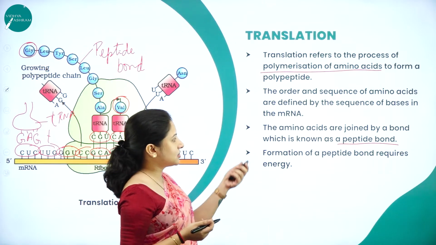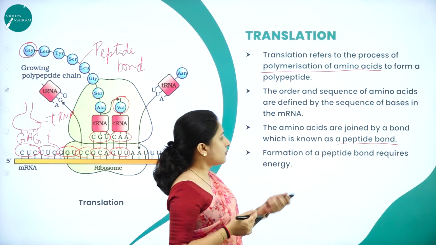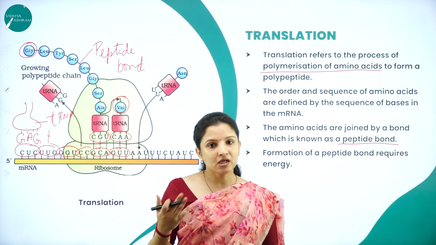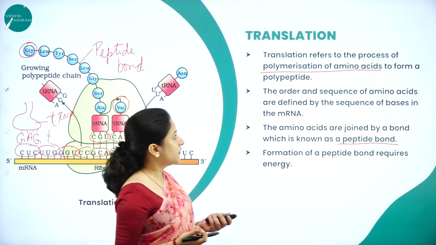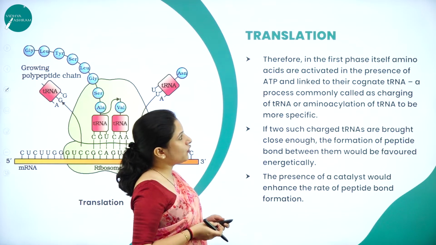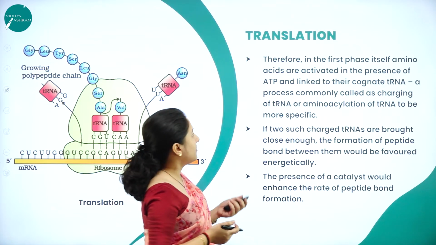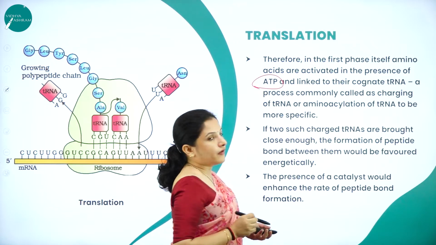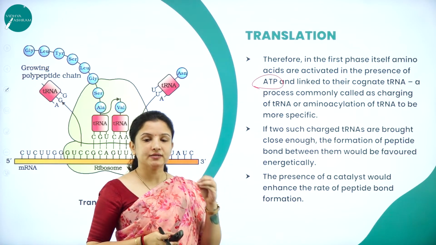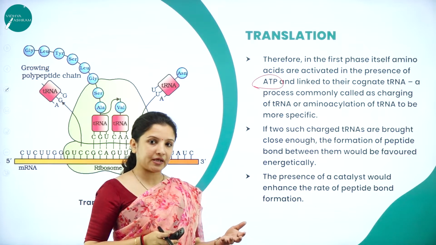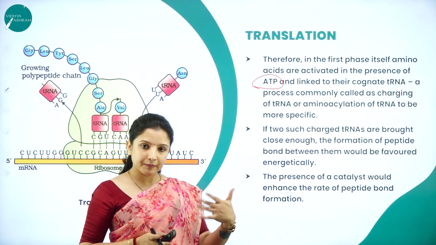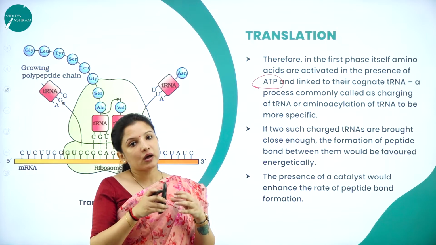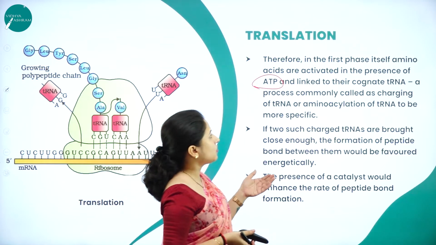And the amino acids are joined by a peptide bond, and formation of a peptide bond requires energy, which is obviously provided by ATP, or adenosine triphosphate. Therefore, in the first phase itself, amino acids are activated in the presence of ATP. Why? Because ATP is needed for the production of the polypeptide. If the peptide bond gets produced, then only the amino acids will get linked to one another and form a chain of amino acids.